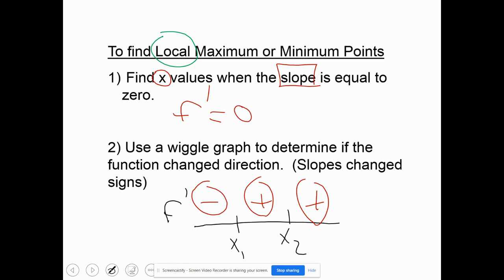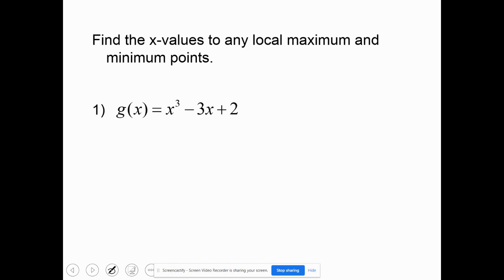Remember, at any point, you can pause this in order to write down anything you need to, but I will continue on. So let's try this example. Find the x values to any local max and min points.